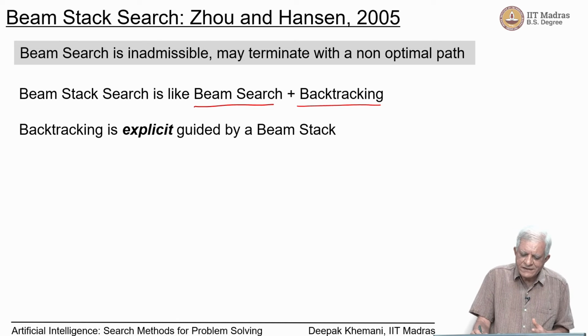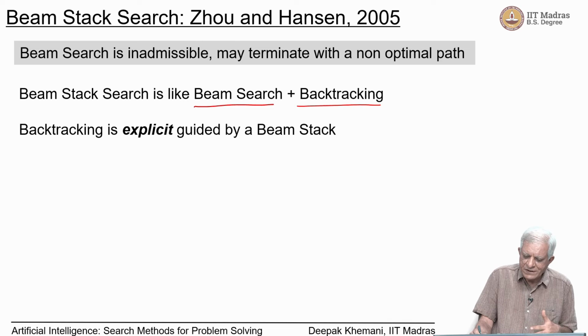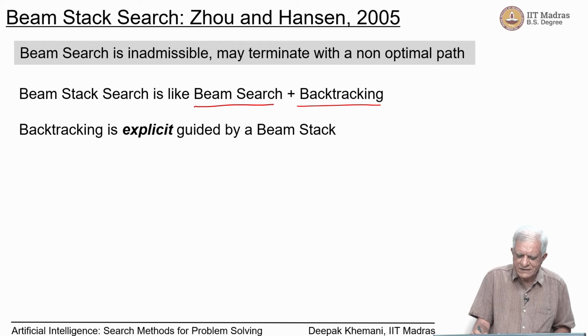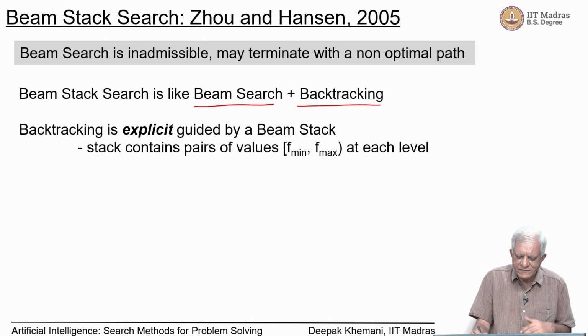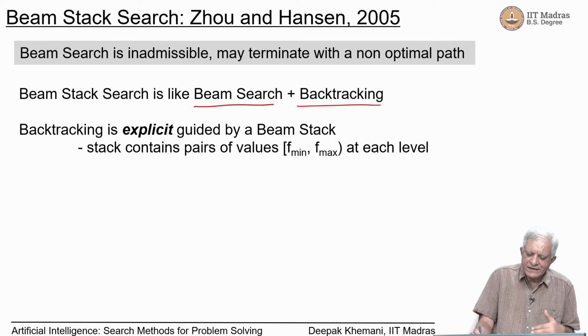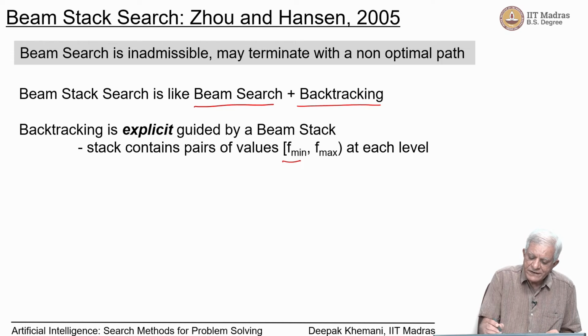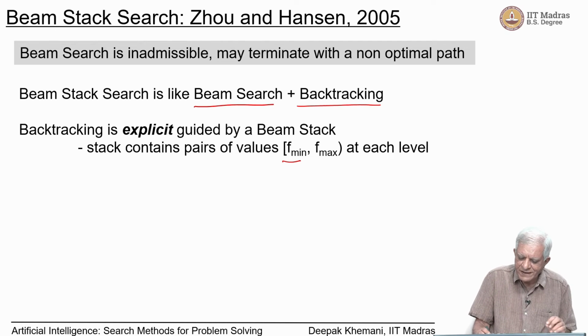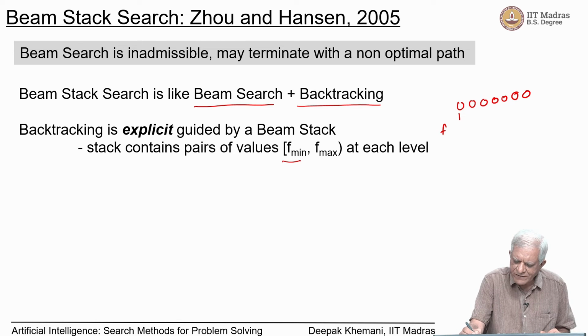So, backtracking is explicit and it is guided by something called the beam stack, because remember that we are not storing everything, and they introduce a data structure called the beam stack, which is as follows: at every level it kept two values, two numbers. One is f min, which is the value of the node with the lowest f value in that beam. So, remember that a beam has some number of nodes, whatever the width is. So, this is f min.